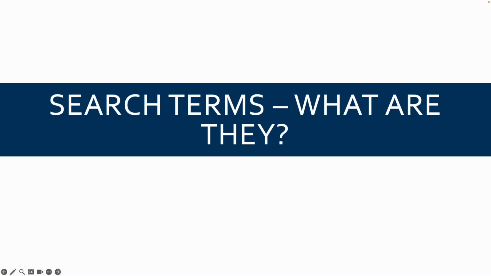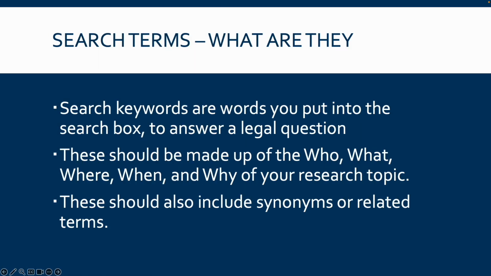Before I begin explaining how to create a terms and connectors search, we should break it down a little more. First, search terms. I already said that they are keywords, but what does that mean to you, and how do you decide which to use? Search terms are the keywords you put into a search box in order to find cases that will answer your client's question. You create them using the who, what, where, when, and why of your research topic or case file.